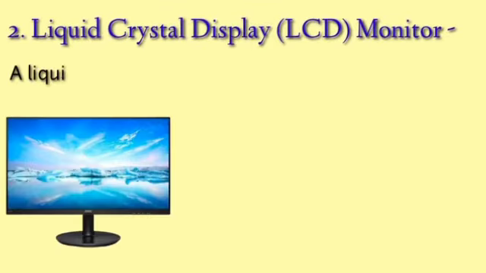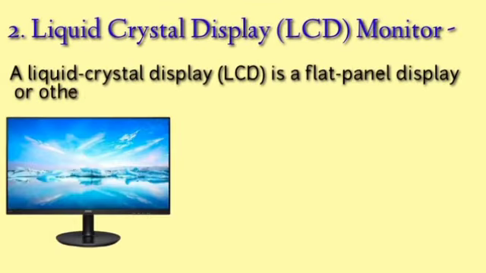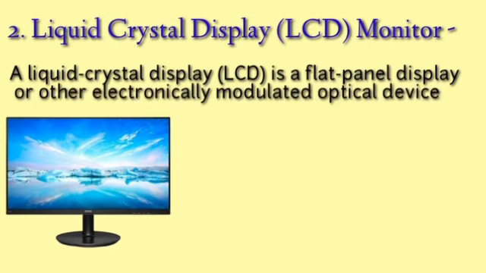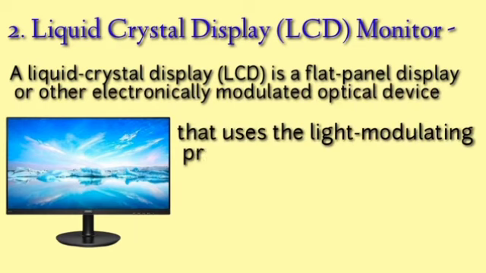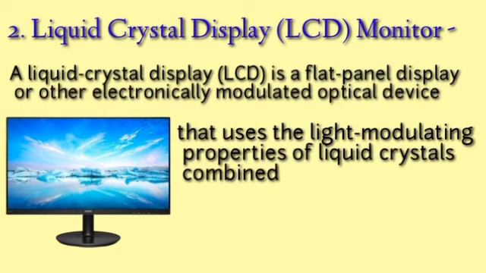The second kind of monitor in sequence is called LCD, liquid crystal display. These are flat panel displays, or you can say electronically modulated optical devices, which use the light modulating properties of liquid crystals, also called polarized technology, to form the image on the screen. So whatever image we see on the screen of our LCD monitors, the flat panel displays, is generated with the help of polarized technology.